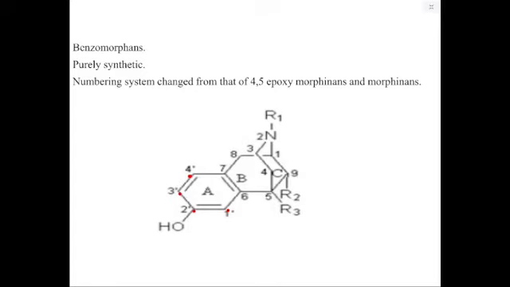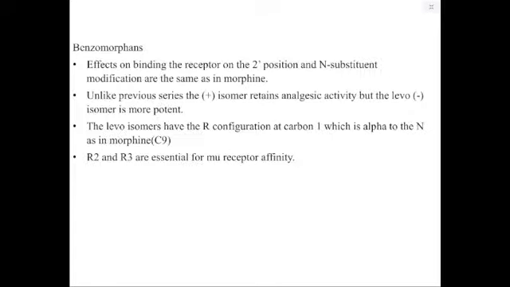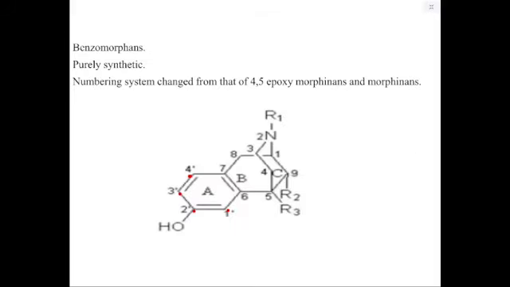For the morphinans and the 4,5 epoxy morphinans, the numbering is retained. Then we are saying that the effects on binding the receptor on the 2' position and subsequent modification are the same as in morphine. So here, if you look at the 2' position, our 2' position is equivalent to the 3 position of morphine. So we are only saying if you change that group, you make it a methoxy group, you make it an acetyl group, the influence on the binding affinity or the influence of the pharmacological activity will follow the influence as for morphine.